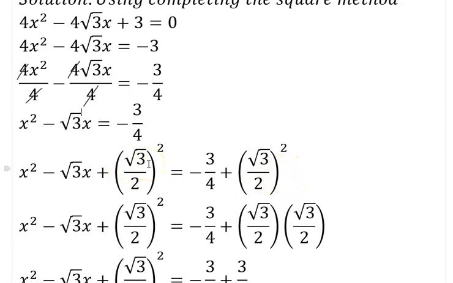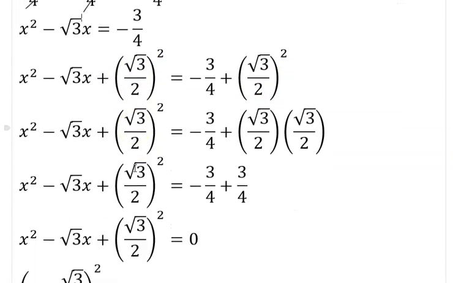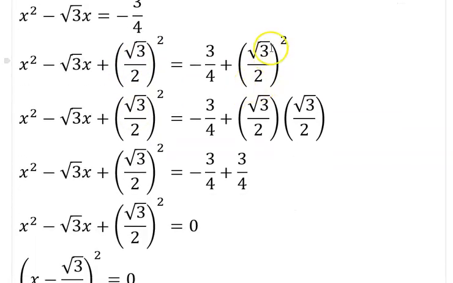Now, having done that, because this is squared, it means 2 times. Look at it. Root 3 over 2, root 3 over 2. So what we have done is to say root 3 times root 3 will give us 3, and 2 times 2 here will give us 4. Now, we are left with minus 3 over 4 plus 3 over 4 that we have here.